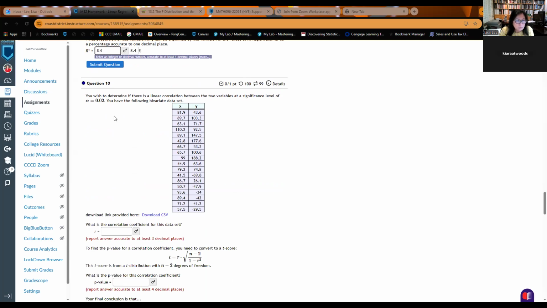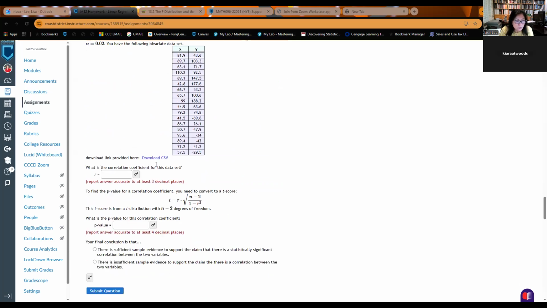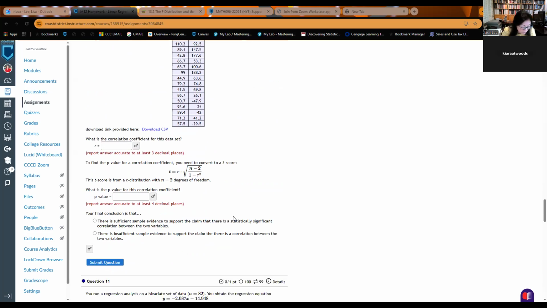And number 10 also uses the linear regression t-test. Use that one. So you will find out what's the R and what's the p-value. If you look at the one we did earlier, it will show you all the information there. The test statistic t, and also the p-value. Just copy that value, put it here.